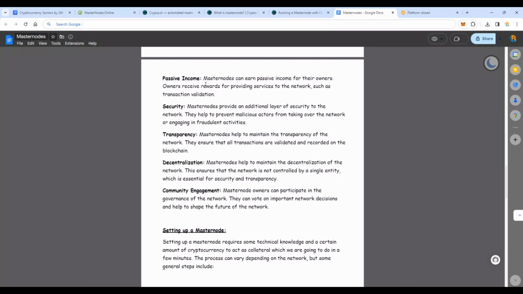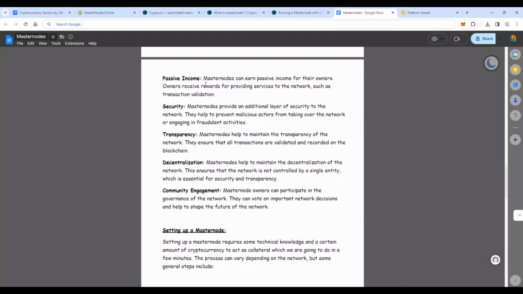Okay, decentralization. They help to maintain the decentralized nature of the network, and this ensures that the network is not controlled by a single or few individuals, which is essential for the security, the transparency and the integrity of the network. Community engagement: masternode owners can participate in governance of the network. This is what I was talking about, the DAO. They can vote on important network decisions and help to shape the future of the network.